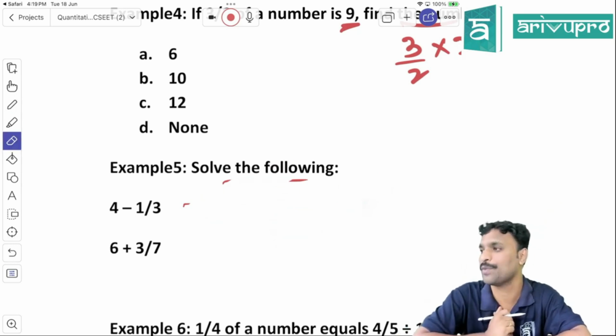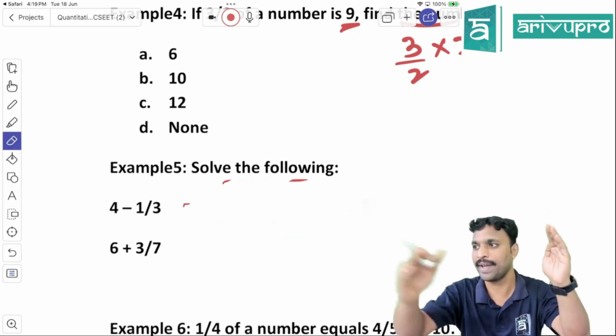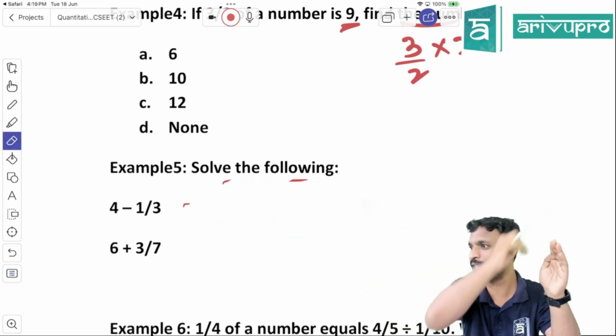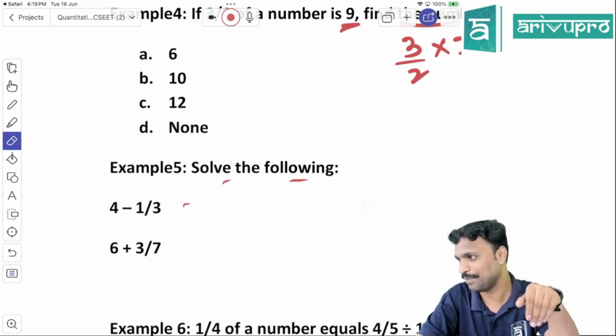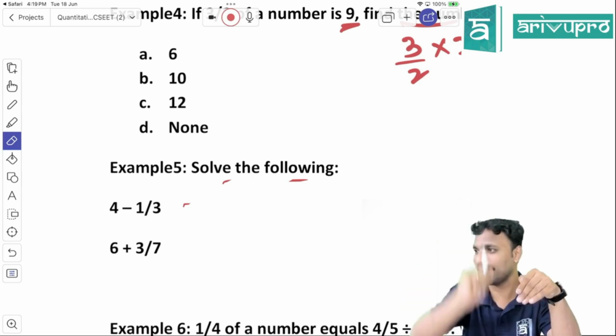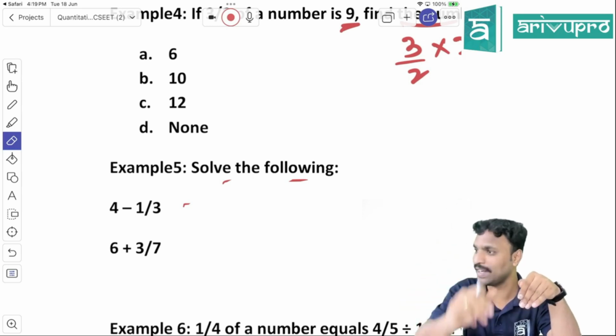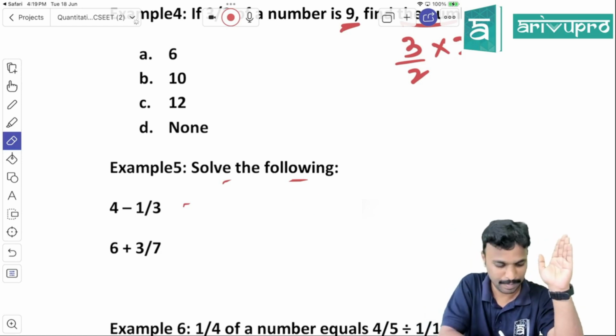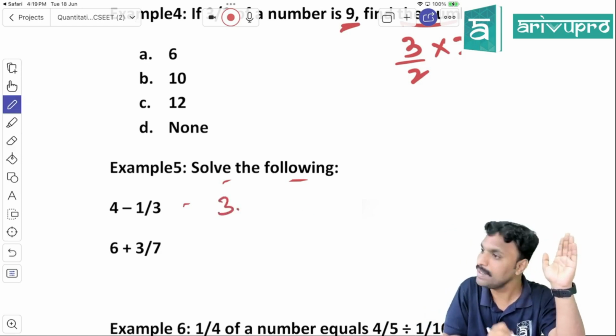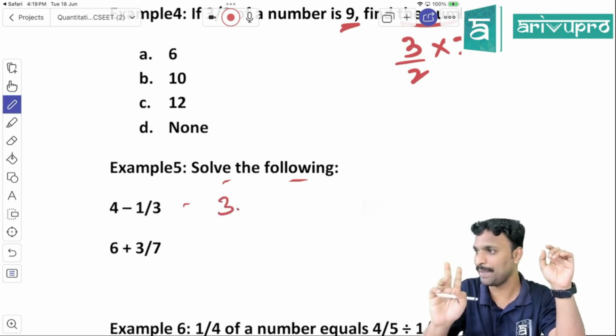No. 4 minus 1 by 3, correct? Cross multiply. 3 4s are 12, minus 1, 11 by 3. 11 by 3 means 3 3s are 9, because 3 4s are 12. So definitely 11 is less than 12, so definitely 3 comes in. Definitely 3 comes in. Then 2 is the remainder, right?